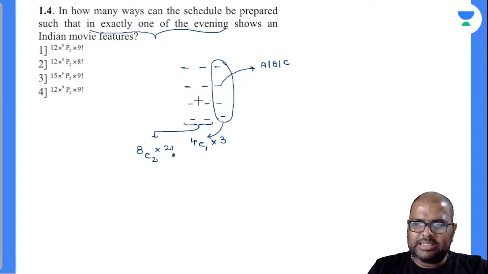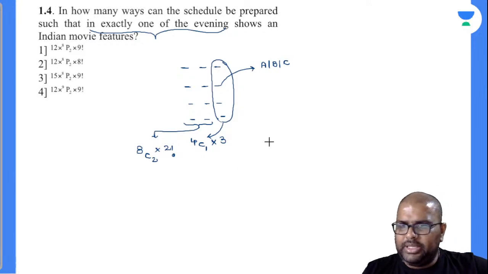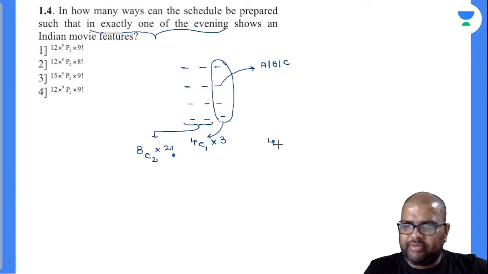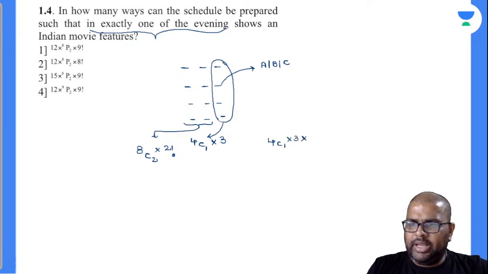It can be B here, C here. 2 factorial. Am I right or wrong? So up to here I'll write down for Indian movies: 4C1 into 3 into 8C2 into 2 or 2 factorial. Both are correct. Don't worry about that. Come to the next one.